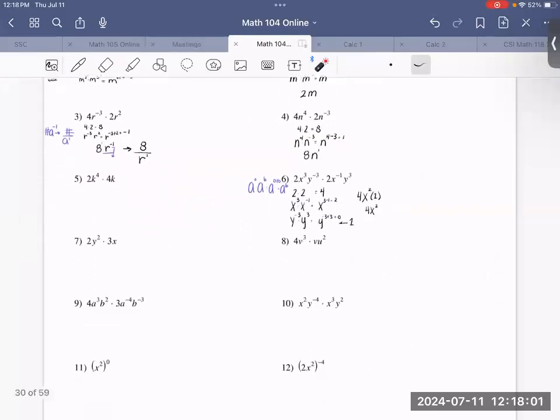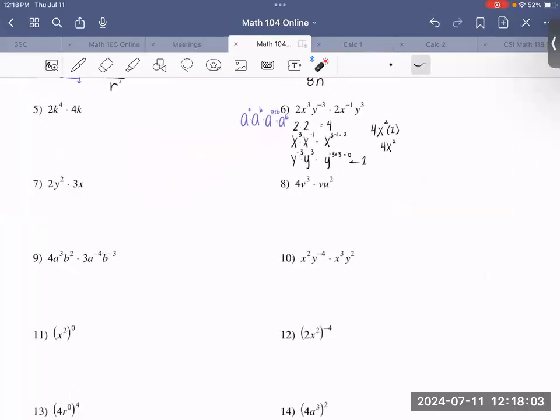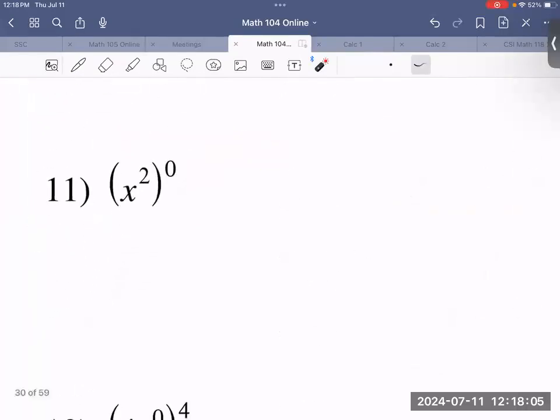I'm going to see if there are any more. Let's see. Oh, let's try that skill again. So anything raised to the 0 power, we now know is equal to 1.